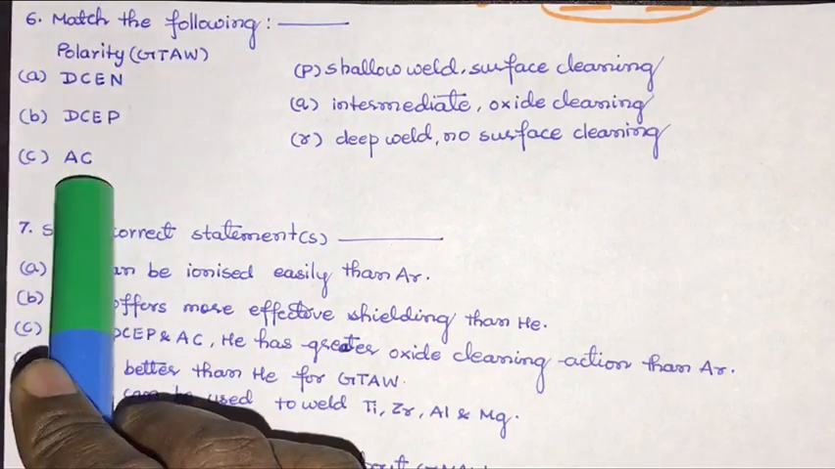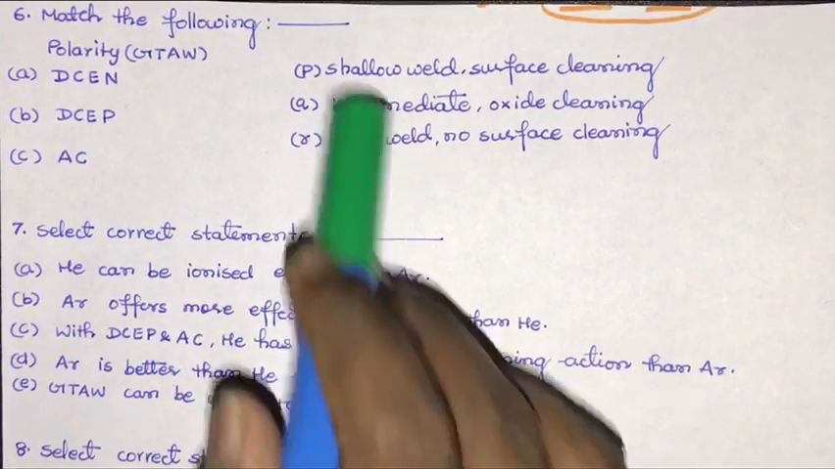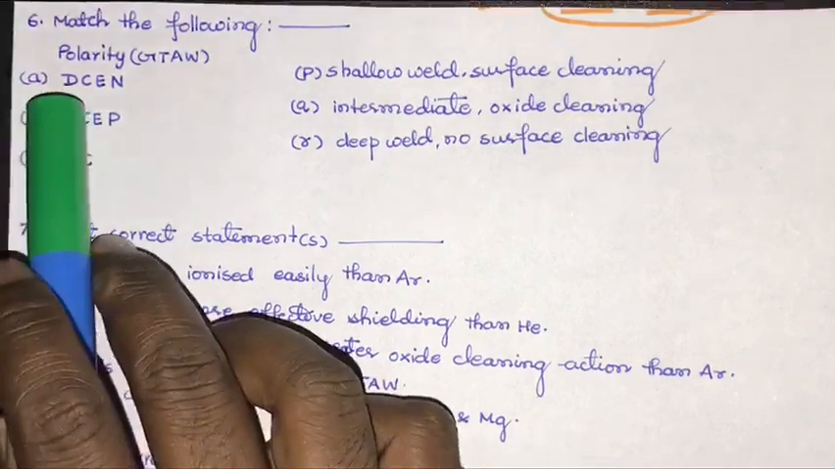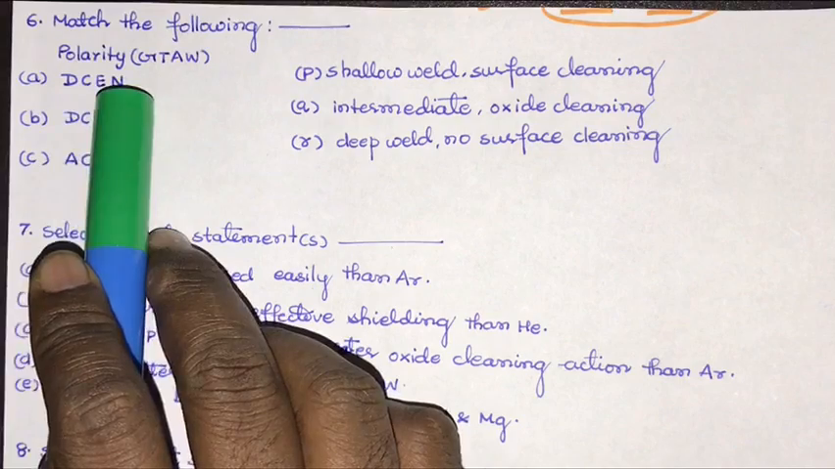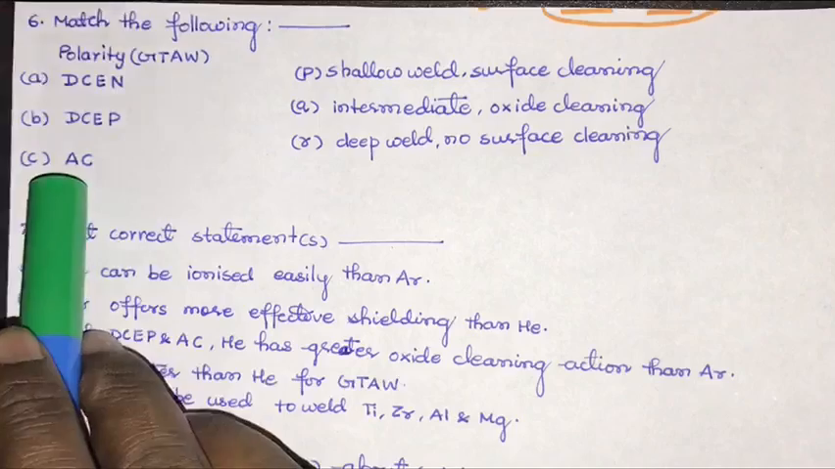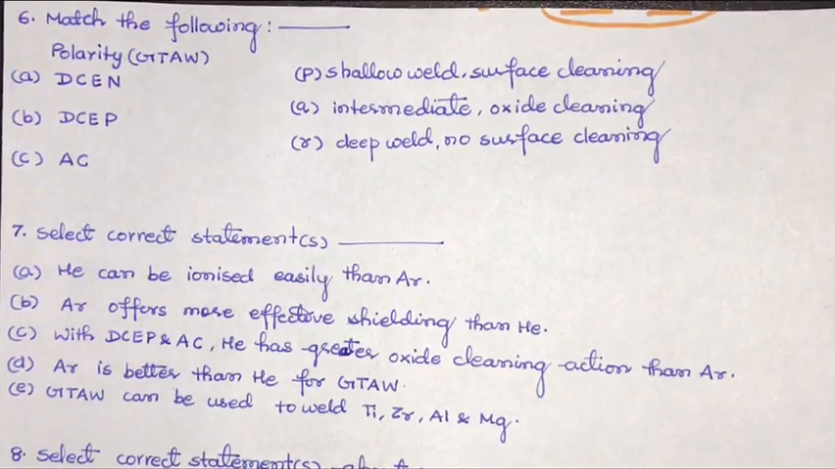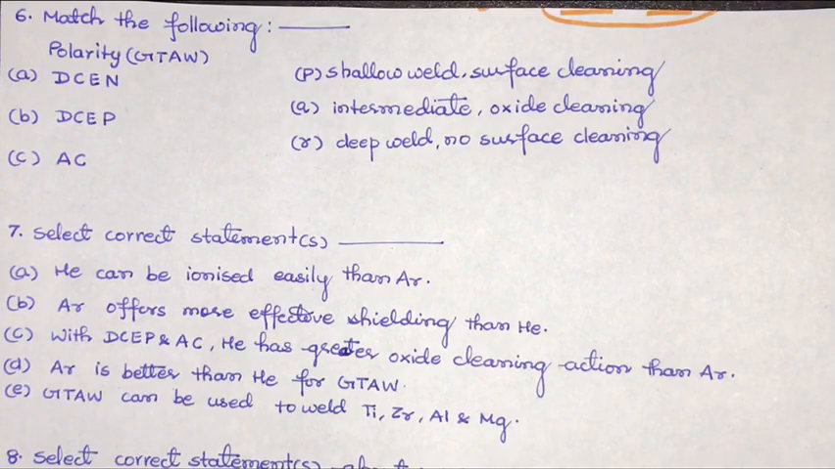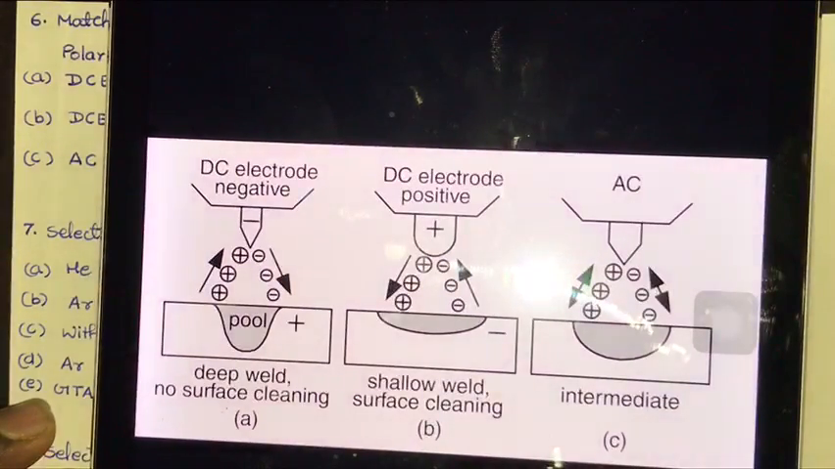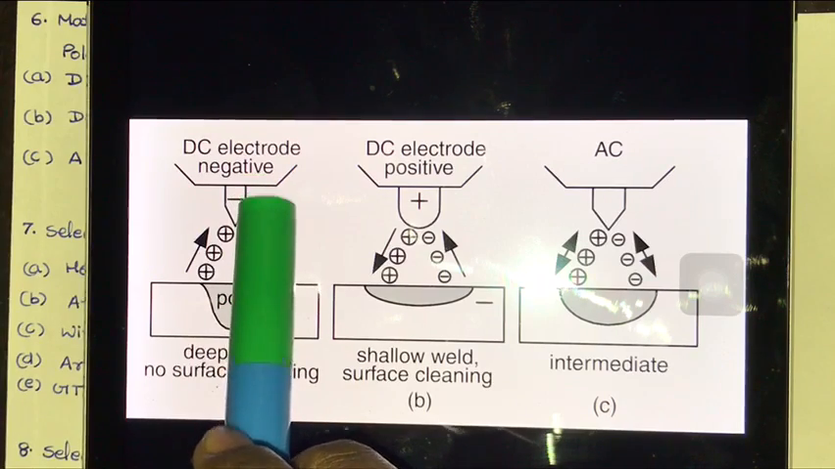So, these three are the different polarities used in gas tungsten arc welding, and these are the different properties of them. The first is direct current electrode negative, second is direct current electrode positive, third is alternating current. Okay, so in the first, these are the different polarities that are used. The first is the direct current electrode negative.